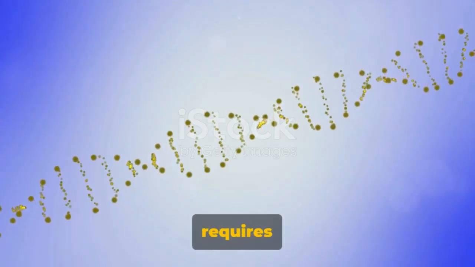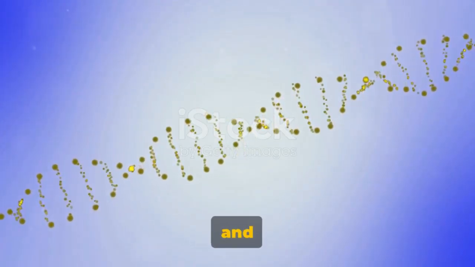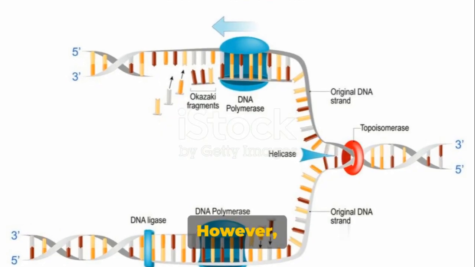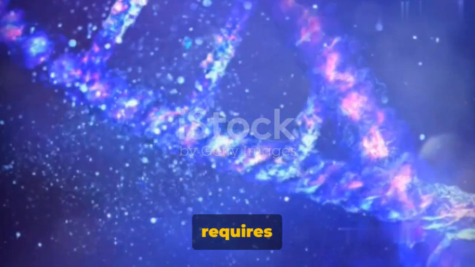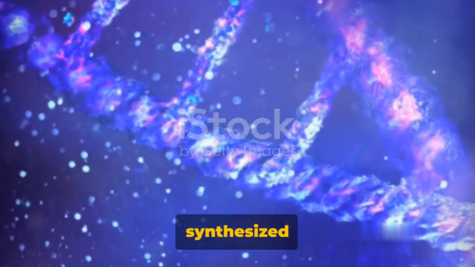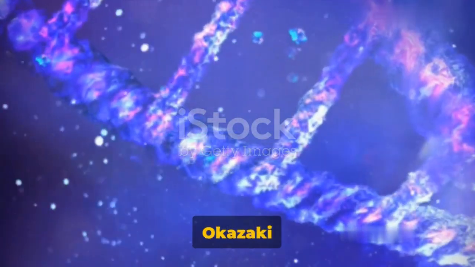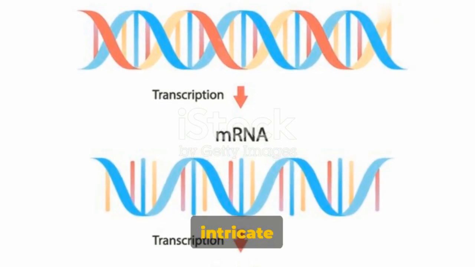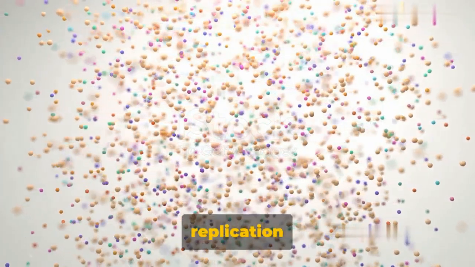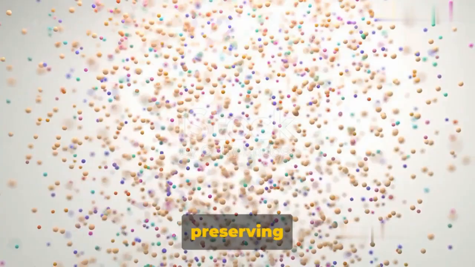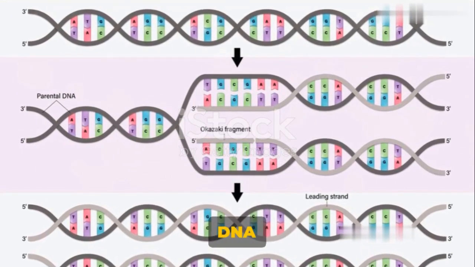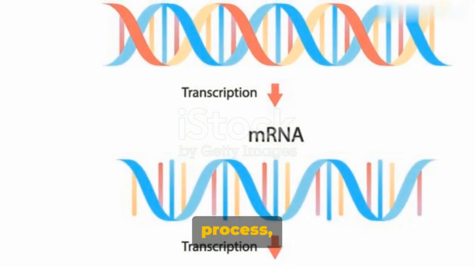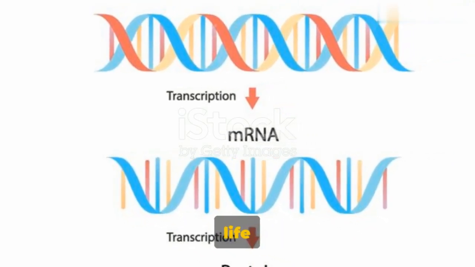The leading strand requires only one primer and is synthesized continuously. However, the lagging strand, due to its antiparallel orientation, requires multiple primers and is synthesized in fragments, known as Okazaki fragments. This intricate process ensures the accurate replication of our genetic information, preserving it for future generations. And that, in a nutshell, is how DNA replicates. A complex process, but one that is essential for life as we know it.